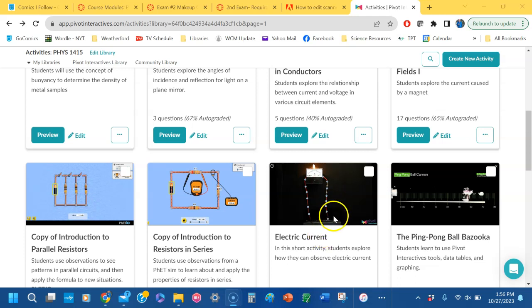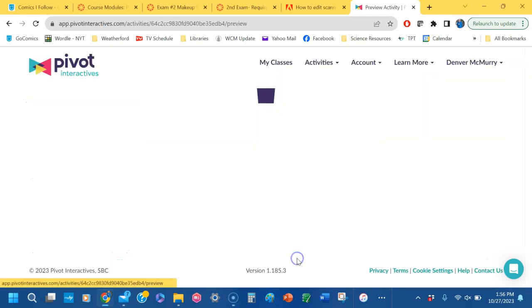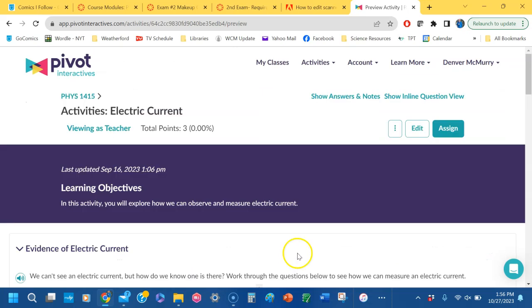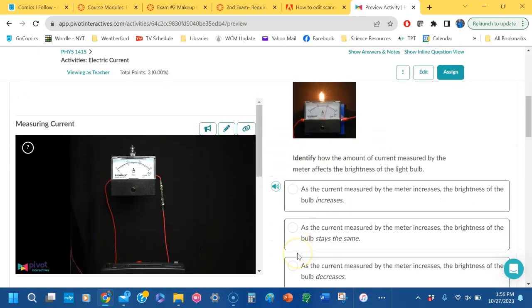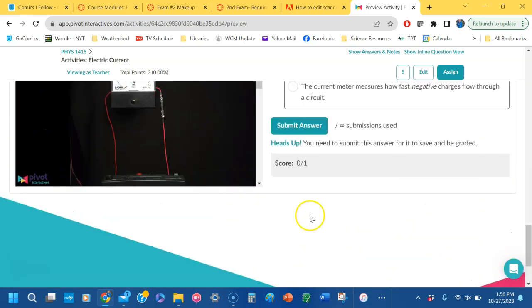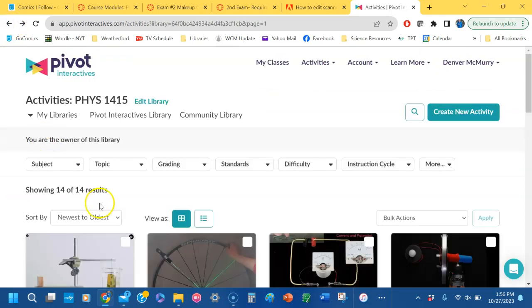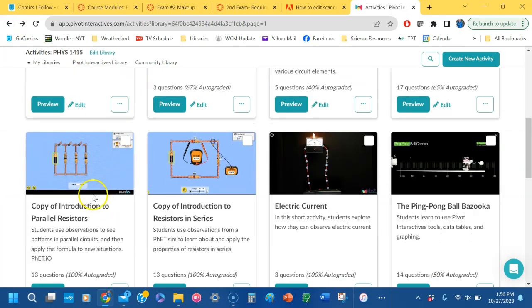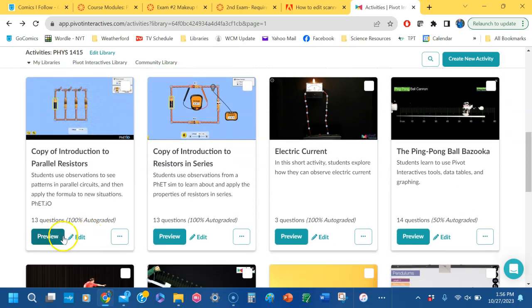The first one you have is the electric current lab. I think that one's pretty straightforward. If you play the video, it'll go through it, and then you just have some questions to answer off of that. So it's a fairly quick one. But let's spend more time on one of the resistor ones just because it's a little different than some we've done so far.